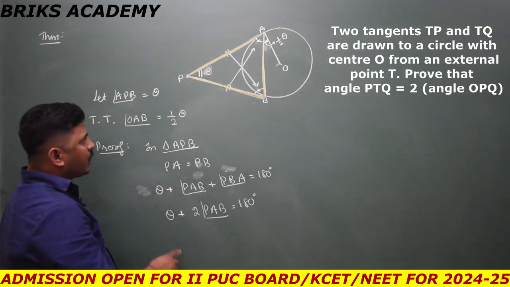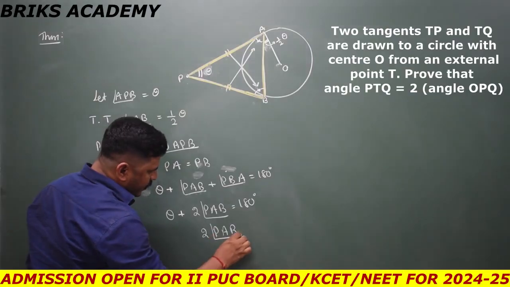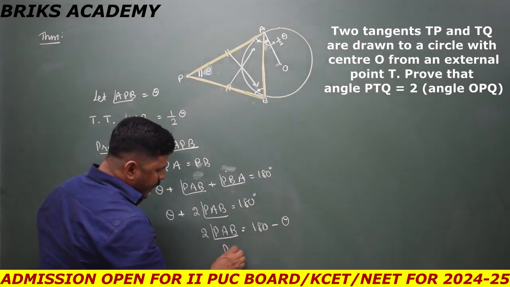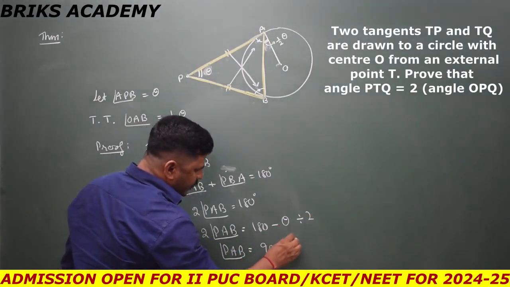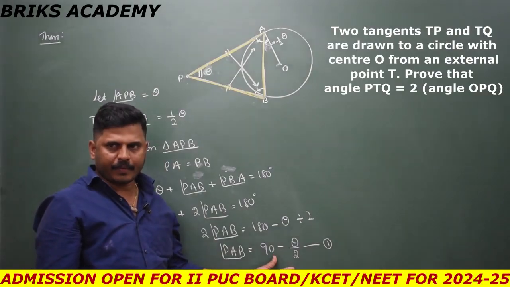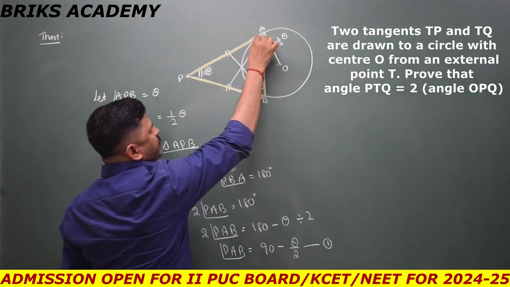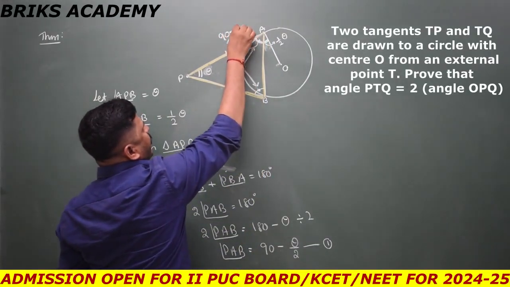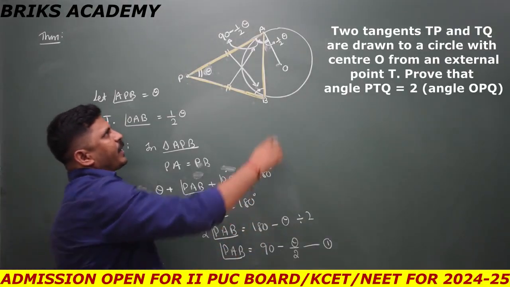Is it understood? So therefore, 2 times PAB is equal to 180 minus theta, or if I divide through by 2, PAB is equal to what? I have found out PAB. This is nothing but 90 minus half theta, or 90 minus theta by 2. So what I need is this.